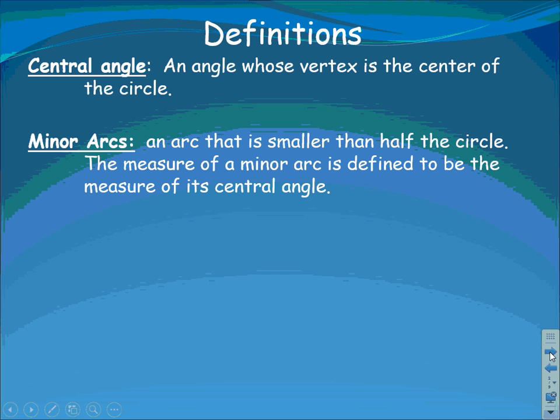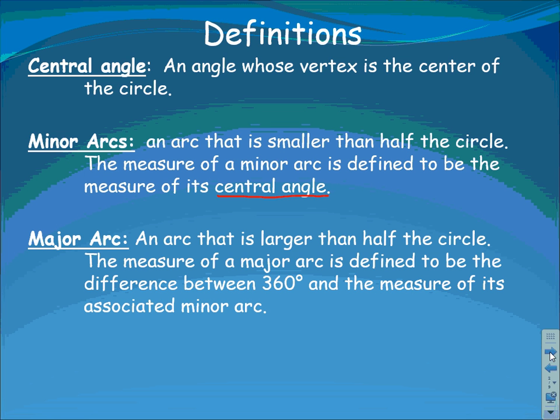Okay, so then this next sentence is really important. The measure of a minor arc is defined to be the measure of its central angle. We'll see some examples of this in a little bit, but just make sure you really understand that the measure of the minor arc is defined by the measure of that central angle.